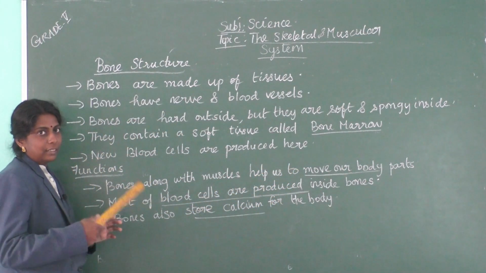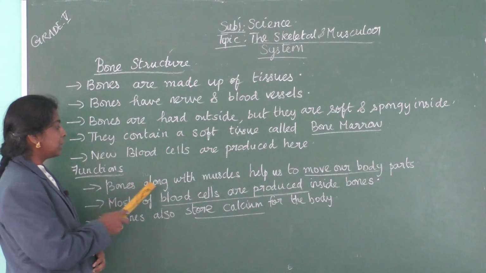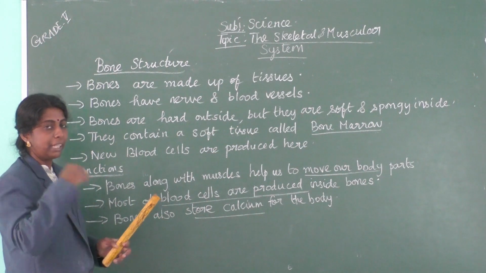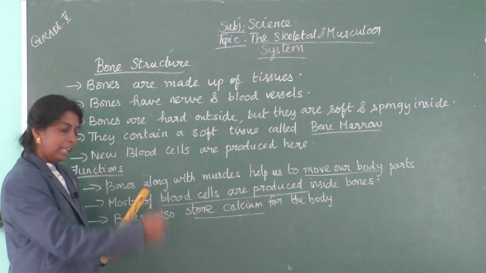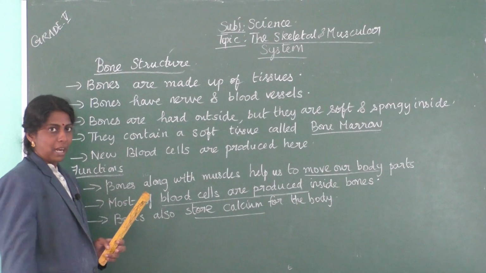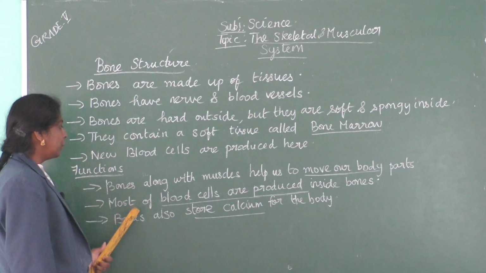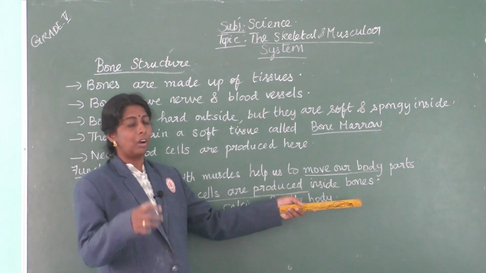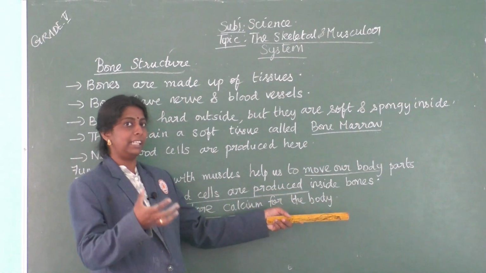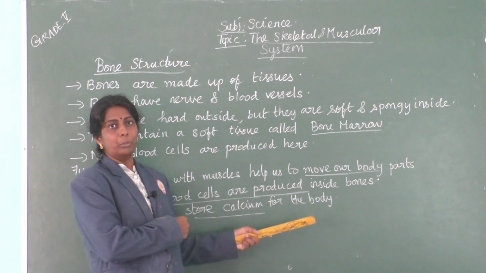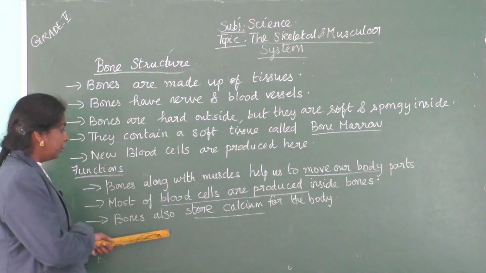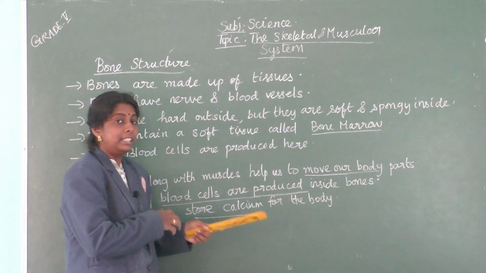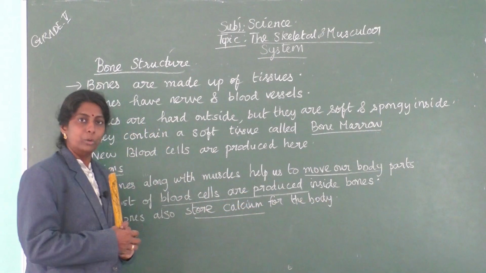So what are the functions of bones? Bones along with muscles help us to move our body parts. Then most of the blood cells are produced inside the bones: all RBCs, WBCs, and platelets. Clear? Then bones also store calcium for the body. So these are the different functions of the bones.